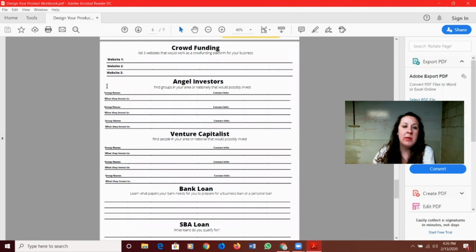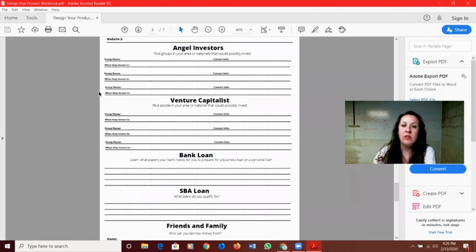And just because people can invest doesn't mean that they're the right fit for you. But go ahead and write their name and information down, so you've got their group name, their contact info, and what specifically they invest in. So you've got 3 there. Same thing with venture capitalists. Find people in your local area or nationally that could potentially invest and keep their information.